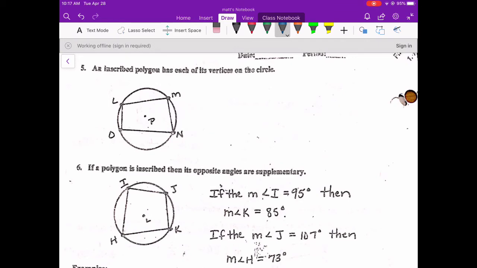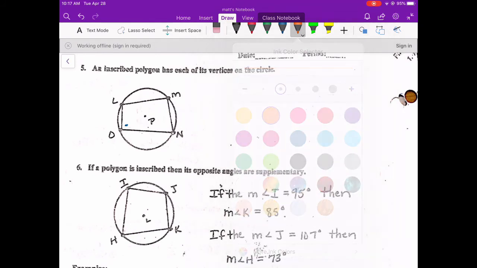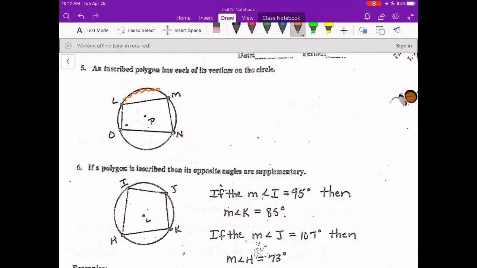Now, you're thinking maybe, why is that? Well, if you look at this angle O right here, its intercepted arc is all of this. That's its intercepted arc. And if you look at the angle M, which is across from O, this angle right here, its intercepted arc is all of that right there. Well, that's the whole circle. And the whole circle, if you add all those arcs together, that's 360 degrees.